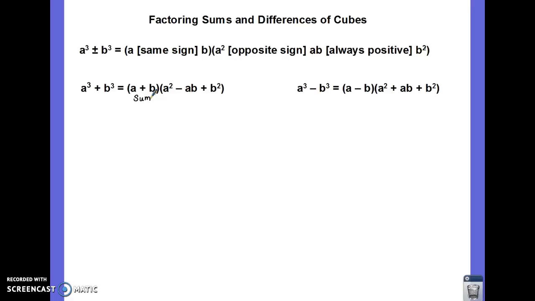times the first term squared, or the first base squared, minus the first term times the second term plus the second term squared. This is always a plus. No matter what happens, this is always a plus. So whether you have a cubed plus b cubed or a cubed minus b cubed, this is always positive. Always positive.